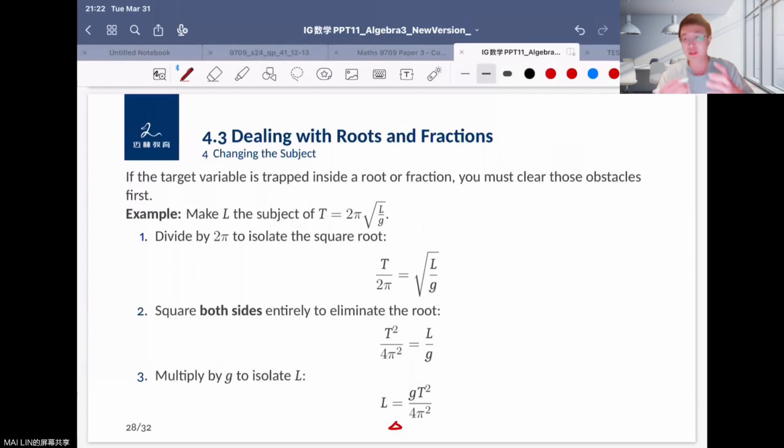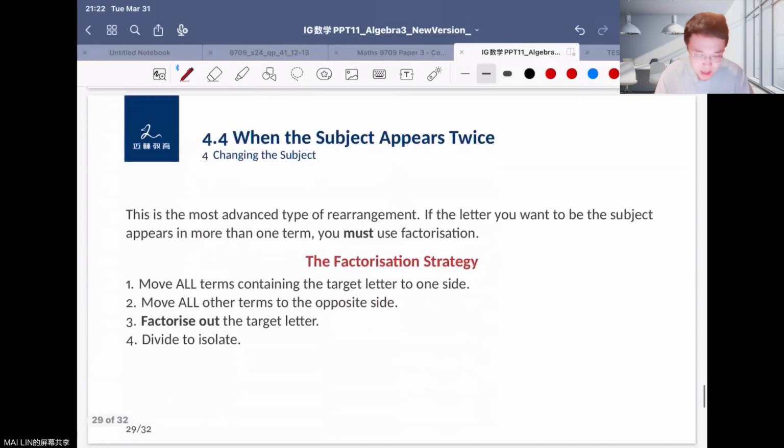The meaning of the last equation is the same as the first equation. We just simplified it.